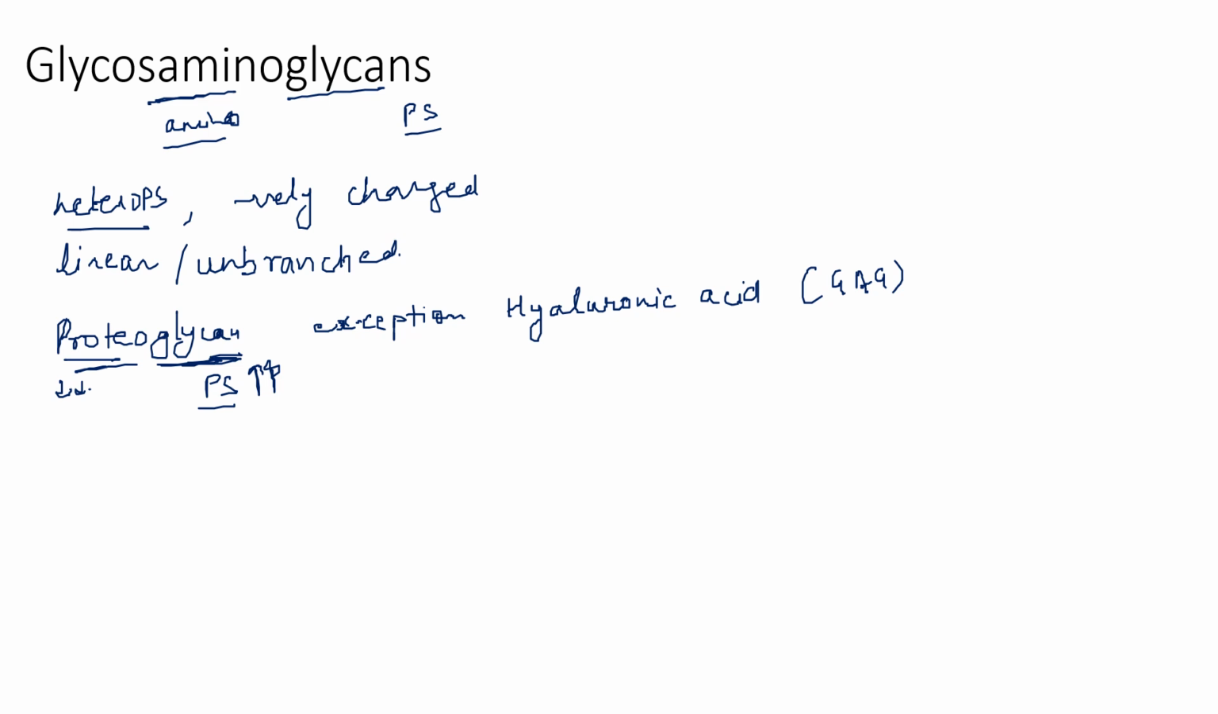If we talk about the shelf life of glycosaminoglycans, the half-life is usually less than 7 days. But keratan sulfate has a half-life of nearly 120 days, which is an exception.